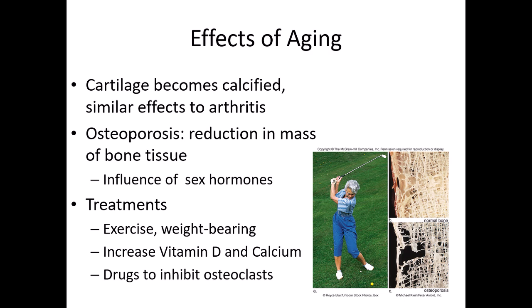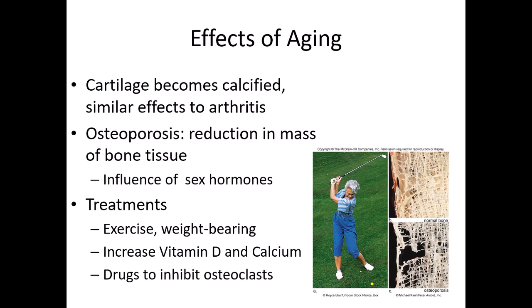Osteoporosis, we've talked about, is a reduction in the mass of bone tissue. So you can see those demonstrated in this picture here. When your osteoclasts are working faster than your osteoblasts, so you're breaking down more tissue than you're replacing, then you lose the density to your tissue, and you can clearly see it's much thinner.